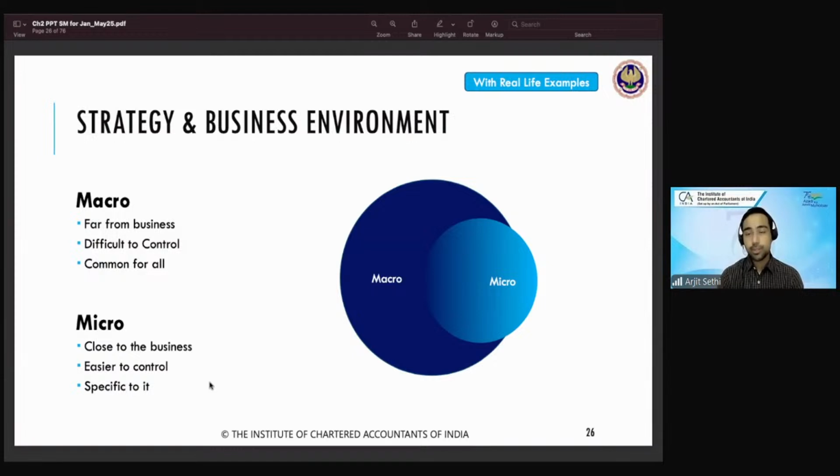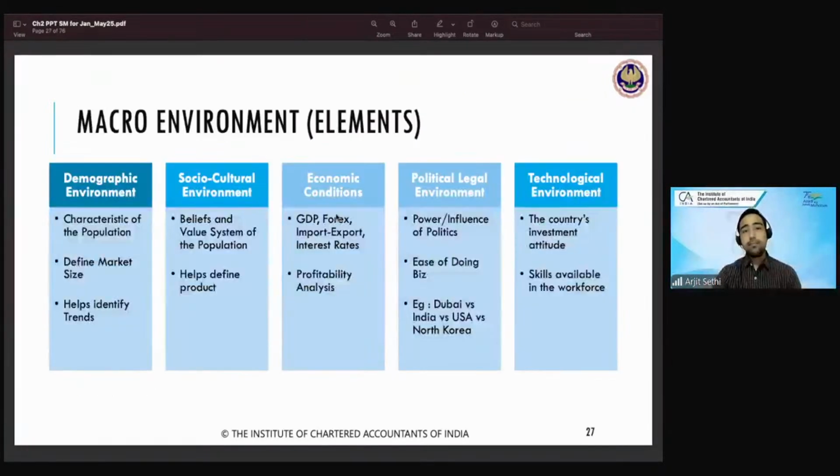Your own organization, your own customers, your own competitors, all of these are micro. Macro is which is same for everyone, like a GST rate, like the political party which is ruling the country, or a geopolitical war, or the economic downturn, or the boom in the share market. All of these are common for every industry, every person, irrespective. That's what it is. Macro environment elements were demographic, social, cultural, economic, political, legal, and technological.